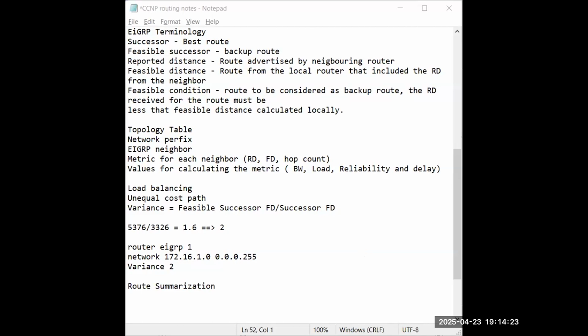90, right? For EIGRP, it is 90. Okay. And for an EIGRP summary route, we have an AD value of 5. It's just only 5.